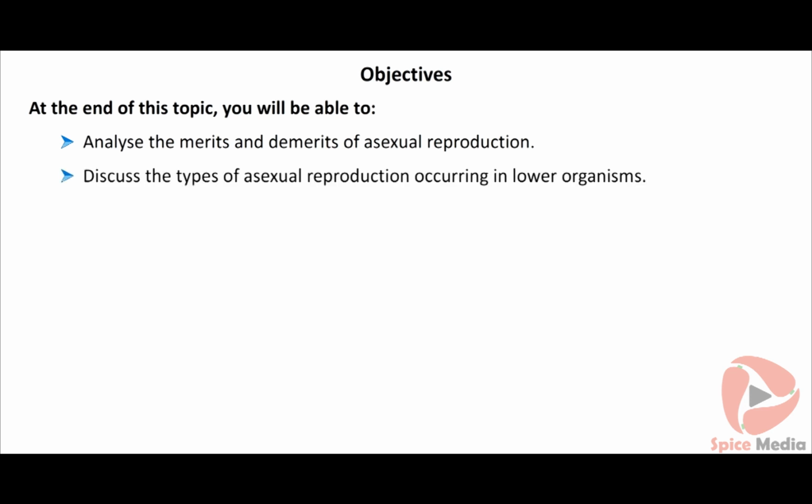Asexual reproduction in lower organisms. At the end of this topic, you will be able to analyze the merits and demerits of asexual reproduction, discuss the types of asexual reproduction occurring in lower organisms.